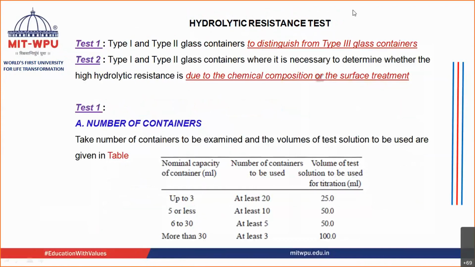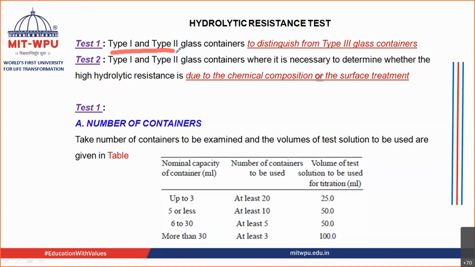Resistance test. This is the test that is carried out in order to determine whether your container is fit to be used for parenteral products or not. There are two tests that have been carried out, as I showed you in IP, that is test 1 and test 2. Test 1 and test 2 are basically carried out in order to distinguish your type 3 container from your type 1 and type 2 container.